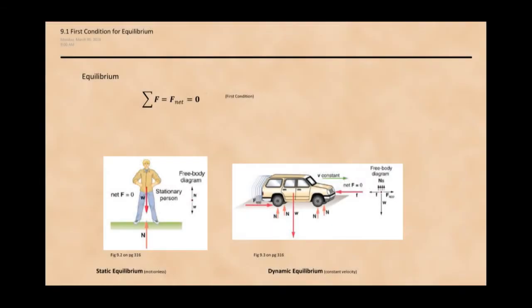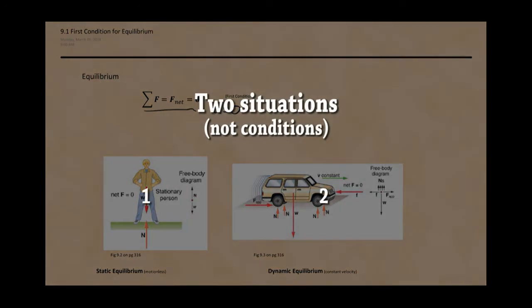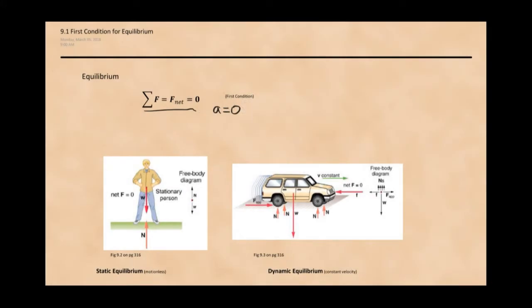Chapter 9 introduces the concept of torque. So equilibrium is when the sum of the forces equals zero. There's no acceleration. We have two conditions represented here. In the first figure, we have a boy standing on the ground, and he's not moving. He's stationary. This is a case of static equilibrium.